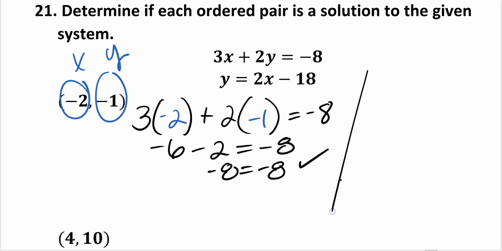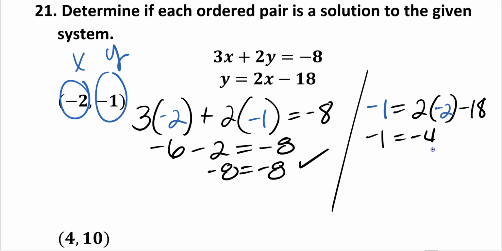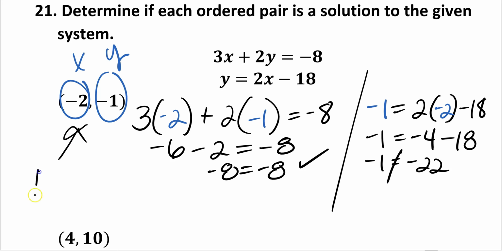Now let's check the second one. So we have y, which in this case is -1, equals 2 times x, which is -2, minus 18. So -1 equals 2 times -2 is -4 minus 18. And -4 minus 18 is -22. So that does not check out. So for this system, for this ordered pair, it is not a solution.